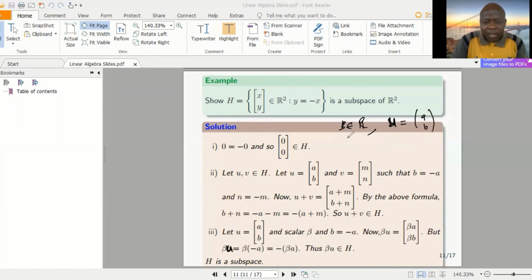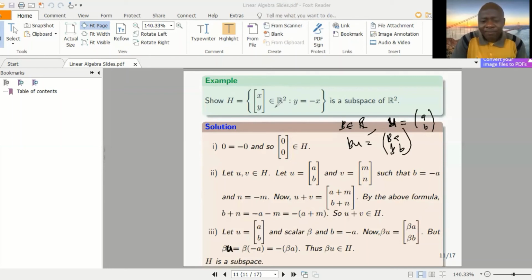So what is beta U? It will be beta A, beta B. So this is my new vector. I want to show that this new vector belongs to H. How do I show that it belongs to H?